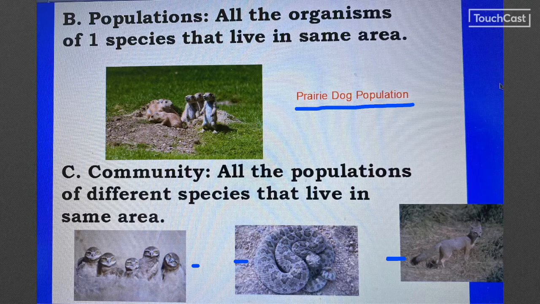The main difference, populations, is only one species, so it would be all the number of prairie dogs. The community would be all the different species that live in that same area with the prairie dog. That would be the prairie dog community.